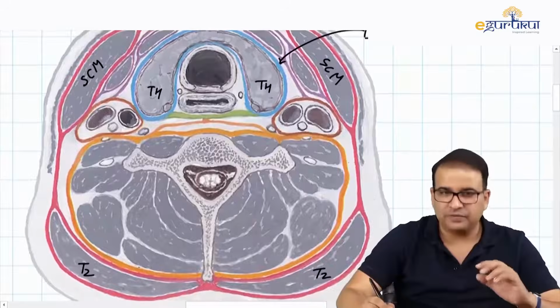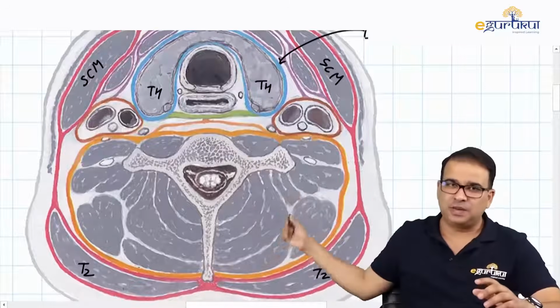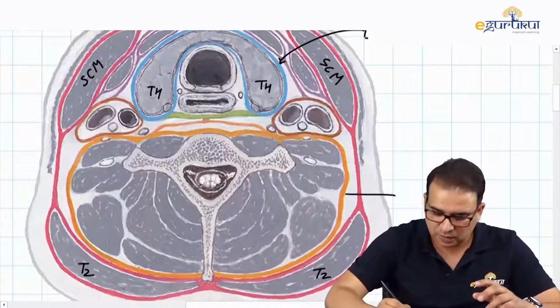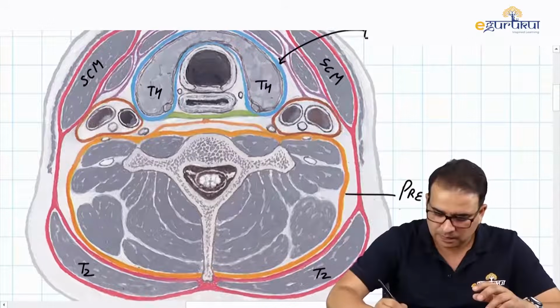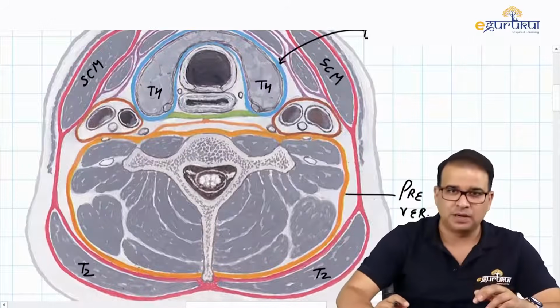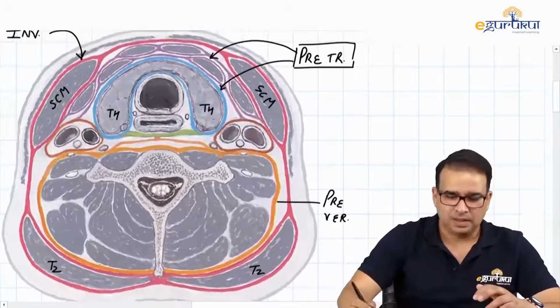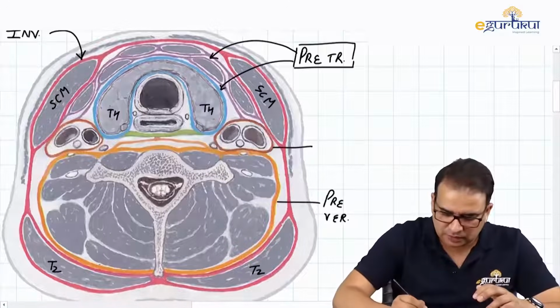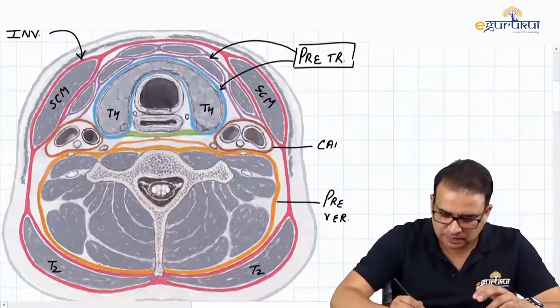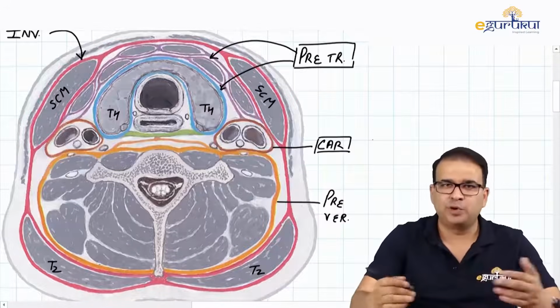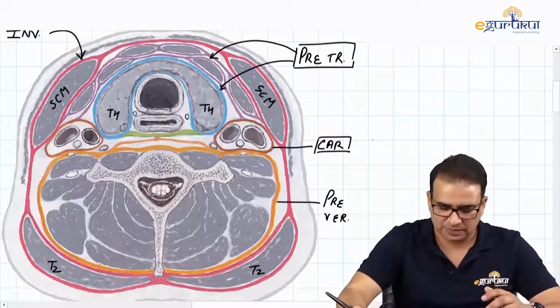If you look at the orange colored fascia shown here, that is covering all these prevertebral muscles. So that obviously is the prevertebral fascia. This, of course, is the carotid sheath, which is contributed by all of the investing, pretracheal and prevertebral fascia.